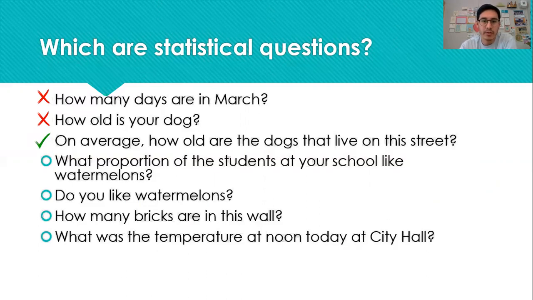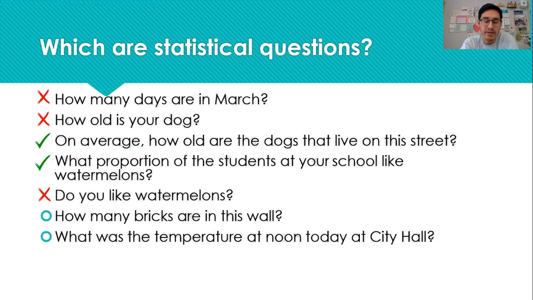What proportion of students at your school like watermelons? So again, we're asking this question about a group of individuals, not about a single individual. And since we're going to collect data from a group of individuals, we expect the responses to differ. Some people may like watermelon, some people may not like watermelon. So we're going to have data that has variety in it, variability. Now, do you like watermelons? Okay. Now, this is not a question of a group. It's a question about a single person. And so we only expect to get one answer and one answer only. So there's not going to be any variability in the data we collect there.